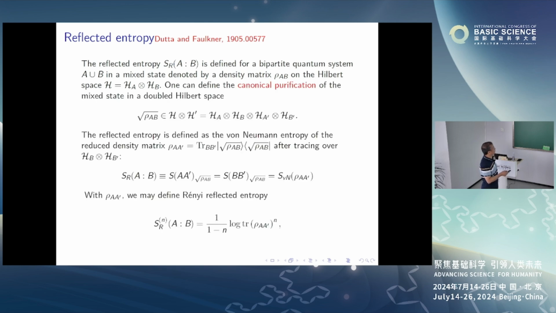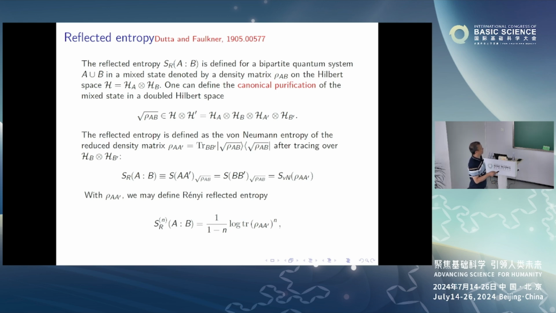It's defined as follows. First, we do what is called the canonical purification of a mixed state. That is maybe the most easily understood purification, the so-called canonical purification. We simply double the Hilbert space. Originally we have the tensor product of the Hilbert spaces H_A and H_B, but now we double the whole Hilbert space to H_A, H_A prime, H_B, H_B prime.